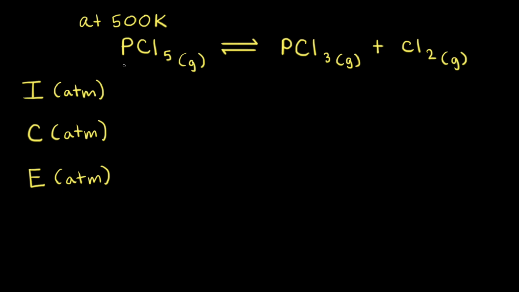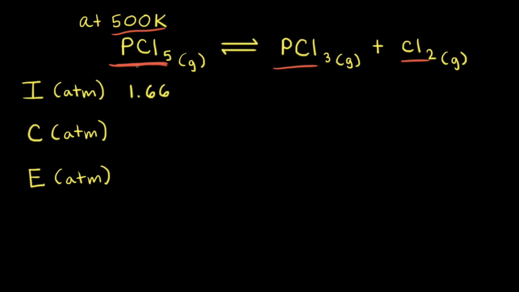Let's say we have a pure sample of phosphorus pentachloride, and we add the PCl5 to a previously evacuated flask at 500 Kelvin. And let's say the initial pressure of the PCl5 is 1.66 atmospheres. Some of the PCl5 is going to turn into PCl3 and Cl2. Once equilibrium is reached, the total pressure, let's say, is measured to be 2.35 atmospheres.